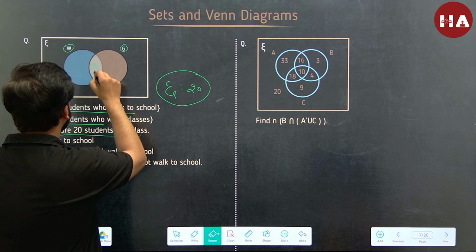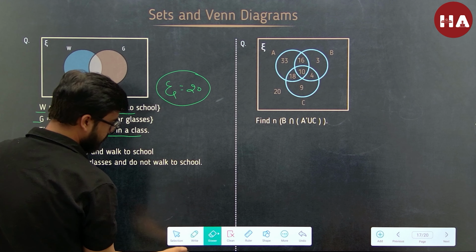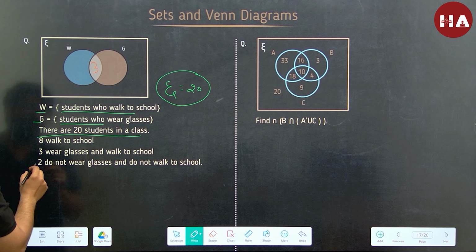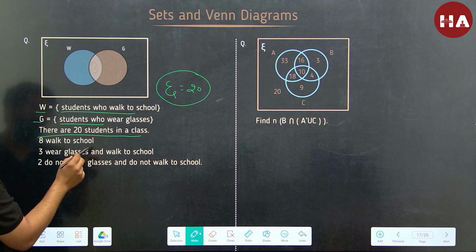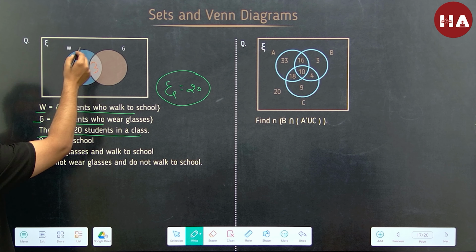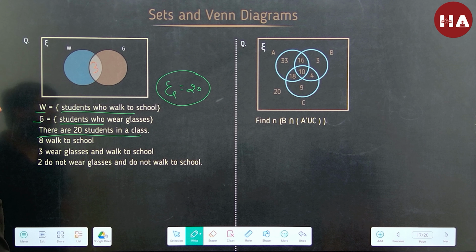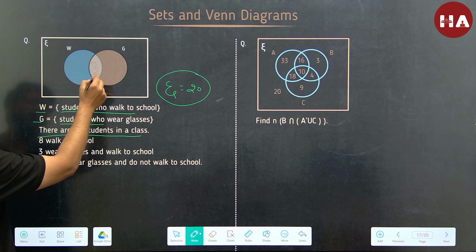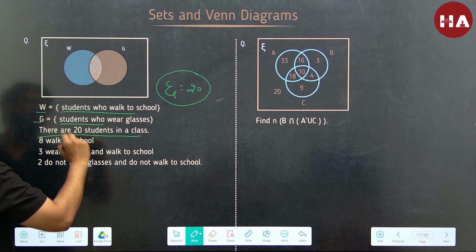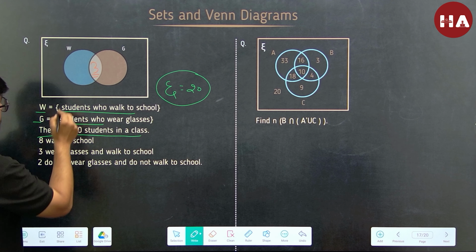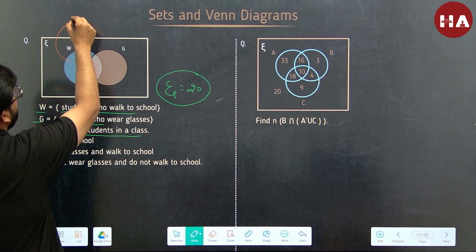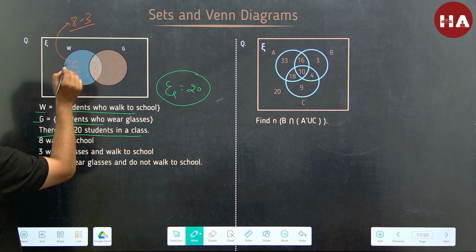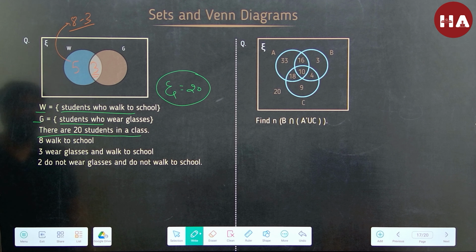So this will be written as 3. Okay, now 8 walk to school. So this whole comprises of what? Walking to school. Students walking to school basically. So this portion is 3. So this portion will be what? This whole region would be what? 8 minus 3. So this will be coming as 5. Okay, I hope you are following.